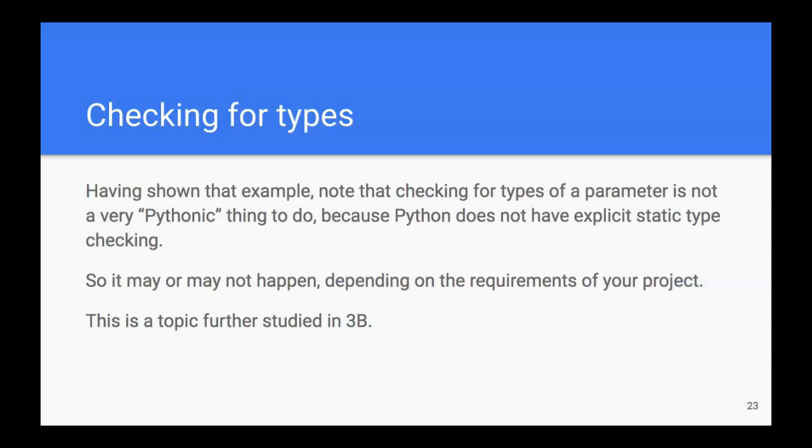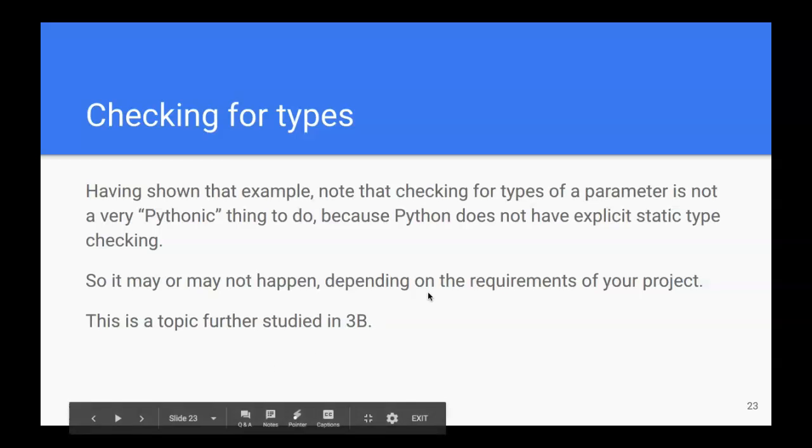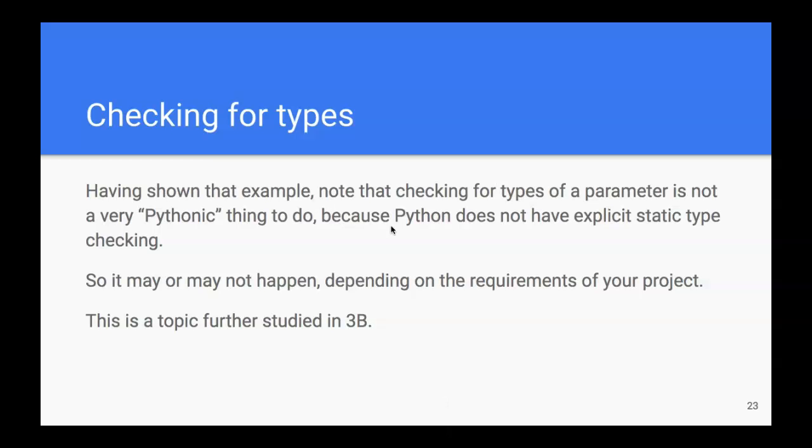Having said that, now this example, sometimes we do this, but checking for the type of a parameter in Python is, depending on your requirement, not a very Pythonic thing to do. And that is simply because Python, as we've seen over and over again, the name does not have an explicit type associated with it. So checking for types in Python is kind of an odd thing. But that doesn't mean it never happens. It happens. Again, that depends on a lot of factors.